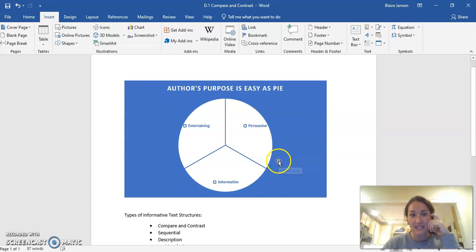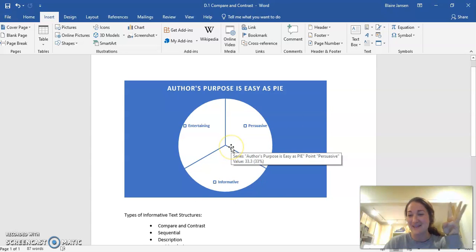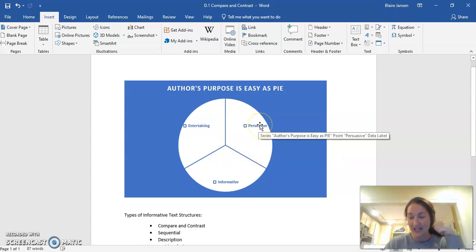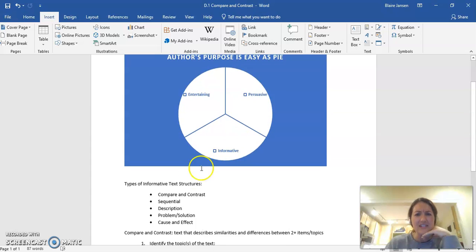Now, as we previously discussed, there are 3 main types of writing. At this point, you should have this memorized. There's persuasive writing, entertaining writing, and informative writing. It's easy as pie, P-I-E. Obviously, yesterday we looked at some different text structures, all based in informative text. We're going to do the same thing today.